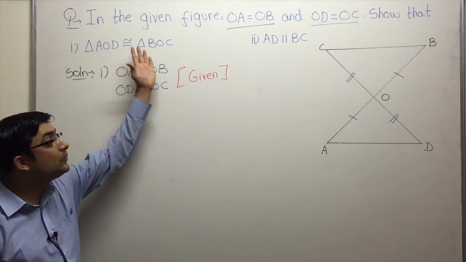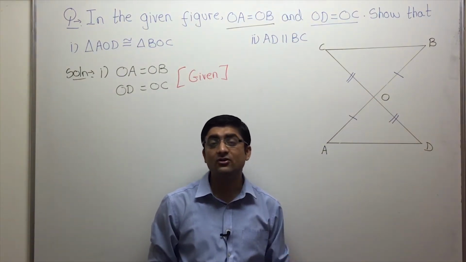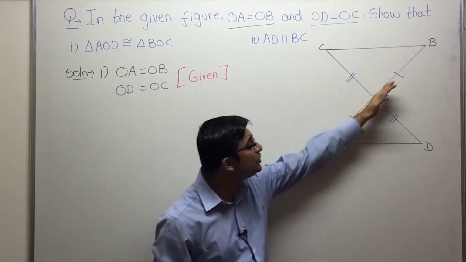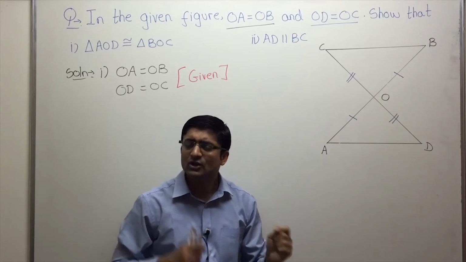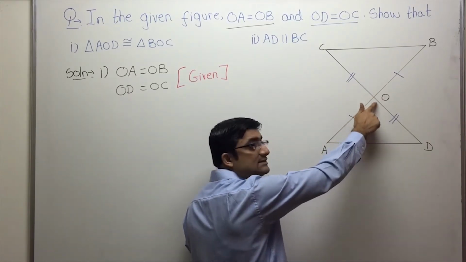Now what do we have to do? We have to show these two triangles as congruent. Now whenever you want to show two triangles as congruent, you need minimum 3 corresponding parts as equal. So what is given to us? Two sides are already given to us as equal. So let's look for the third equal part. See, look at point O. Two lines are intersecting here.